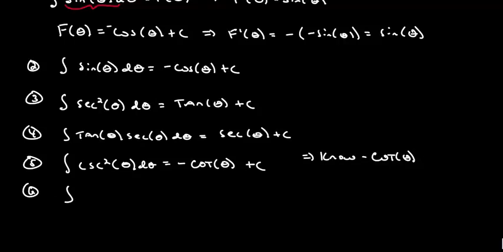And then, of course, we know that the derivative of cosecant is negative cotangent times cosecant. So if we put a negative here, we get our last rule. So those are the 6 trigonometric antiderivatives. These aren't the only ones, of course. We'll be working with more, but these are the first 6 that we can get very easily from looking at our differentiation.